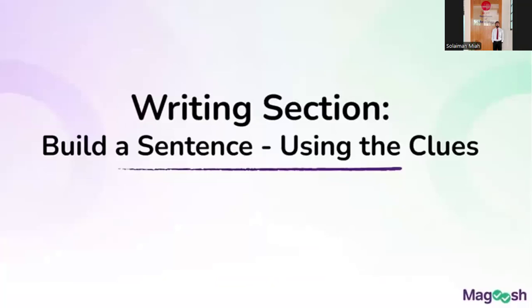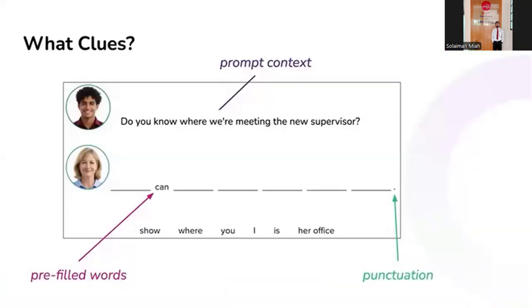Let's take a closer look at the clues that the test makers give you for the build a sentence questions. Each question will have a couple things to consider before you start organizing the words. There are 3 kinds of clues you can work with. First, you have the prompt context, the sentence spoken by the first person, preceding the response that you will build. Second, you have the pre-filled words already placed in the sentence. Sometimes there are none of these, and sometimes there are 2 or 3. Finally, you have the punctuation mark at the end of the sentence that you'll build.